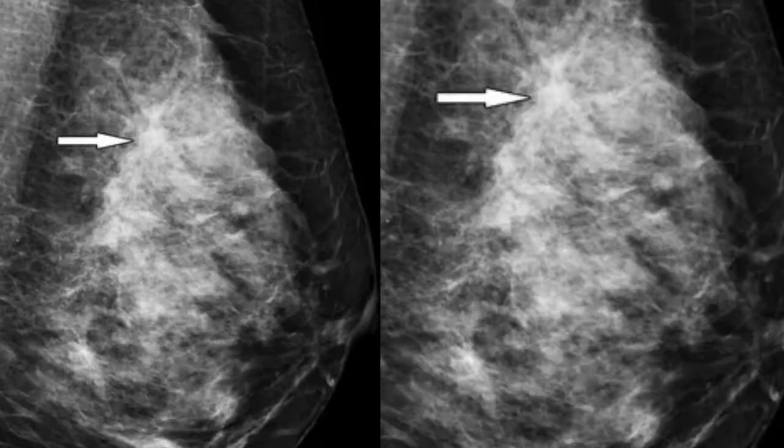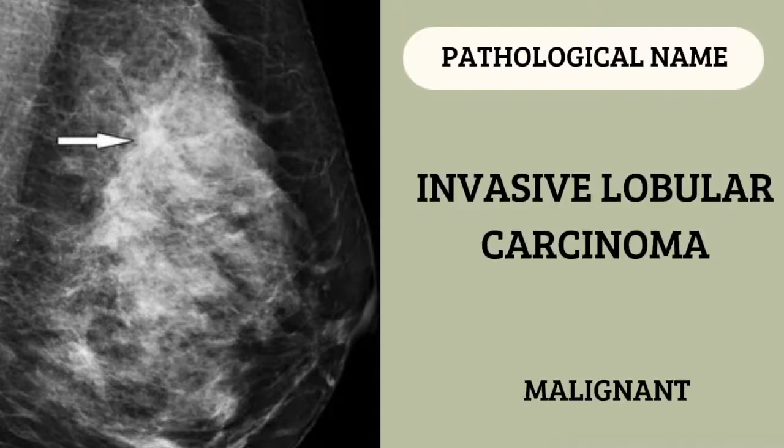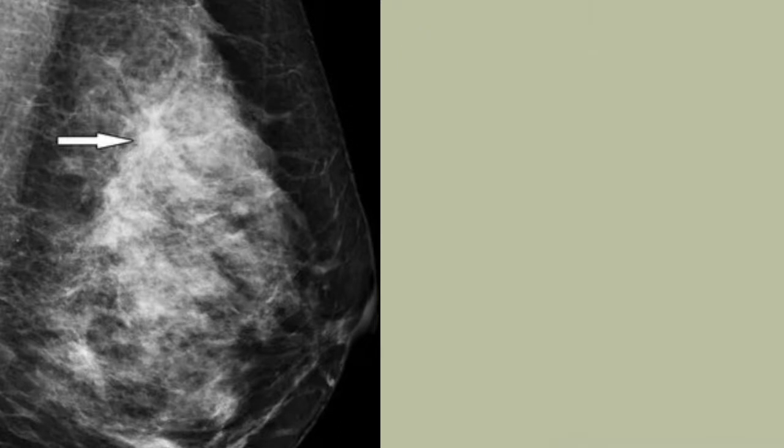The last one is the malignant lesion. So this is my example of a malignant lesion. This is invasive lobular carcinoma.